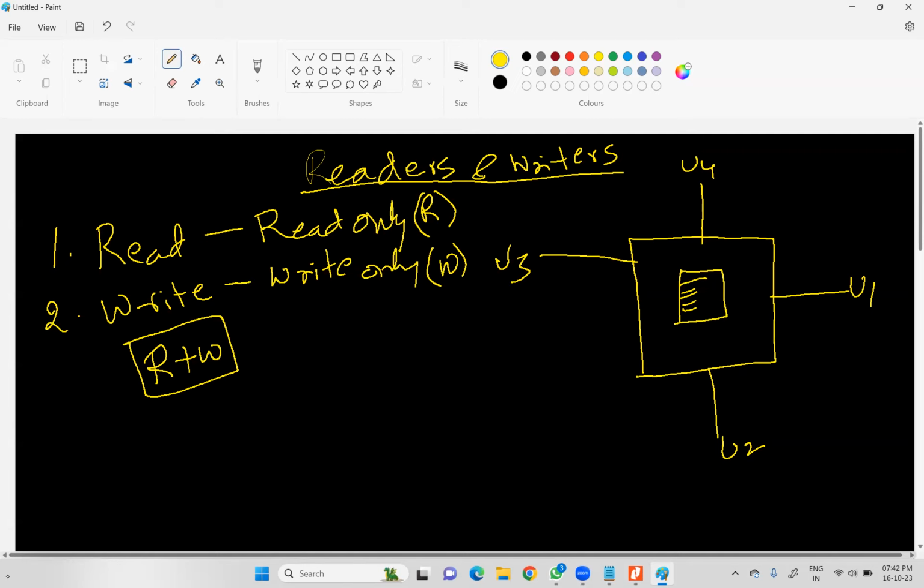You do have read, and read-write. There is no exclusive write permission. But from an explanation point of view, I'm going to explain what is read and what is write.